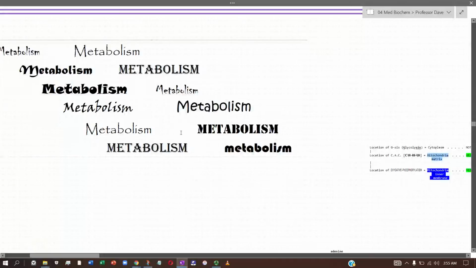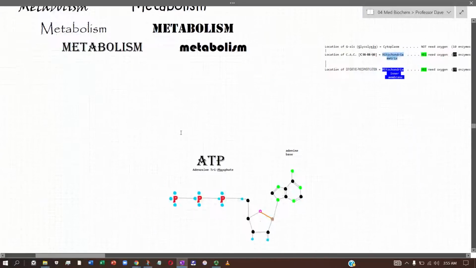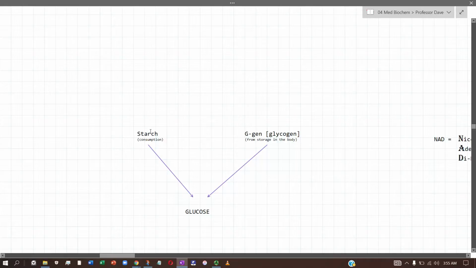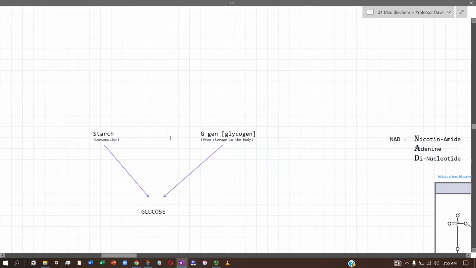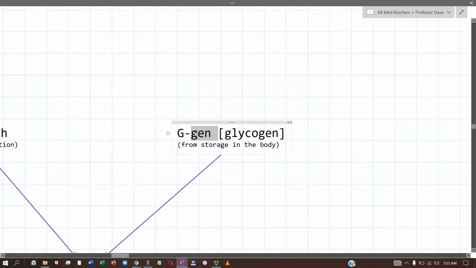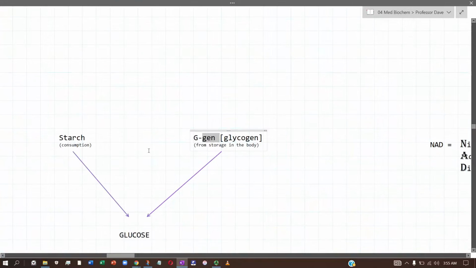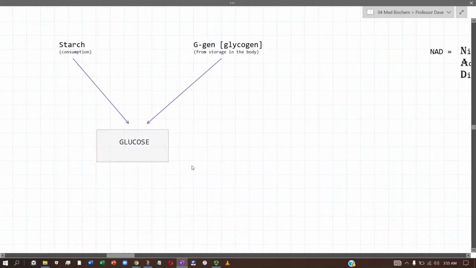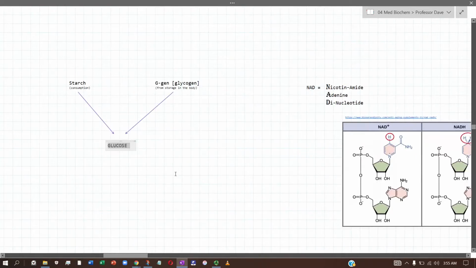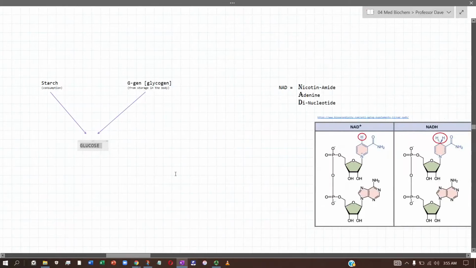Metabolism, metabolism, metabolism. Cool. Whether we are consuming starch or breaking down glycogen from storage in the body, what matters is that one way or another we'll get glucose. And then glucose will have chemistry done on it and it will provide energy.